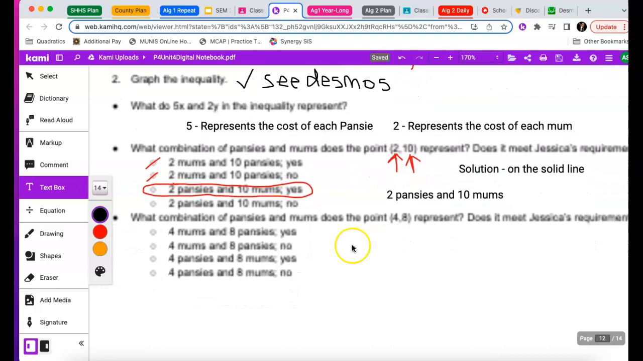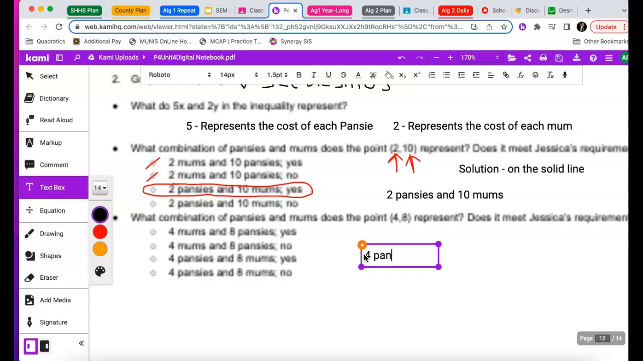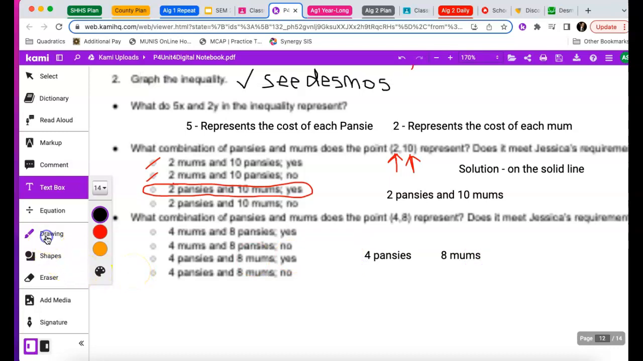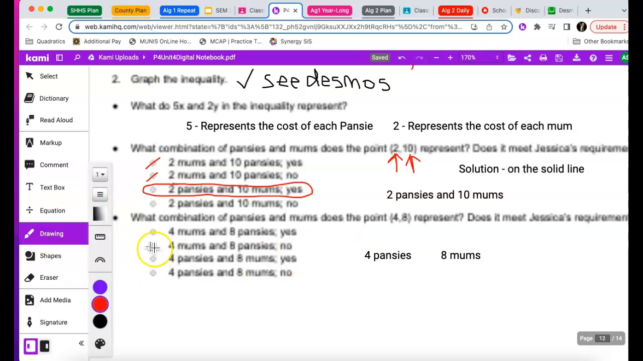We've got one more set to check. So x represents the number of pansies. So this is saying 4 pansies and 8 mums, which means we have to eliminate A and B again because those are not in the right order. Pansies comes first, mums comes second.